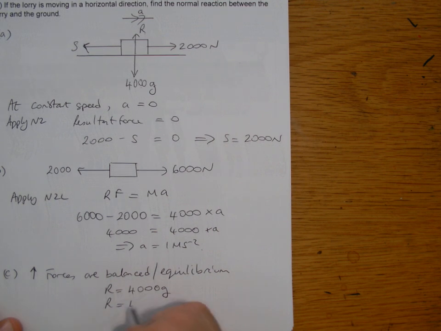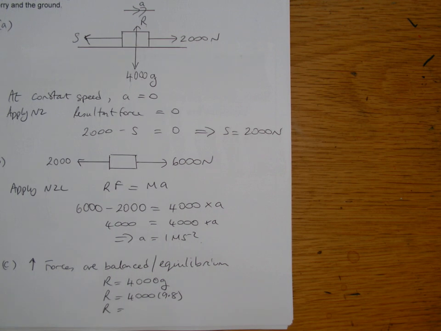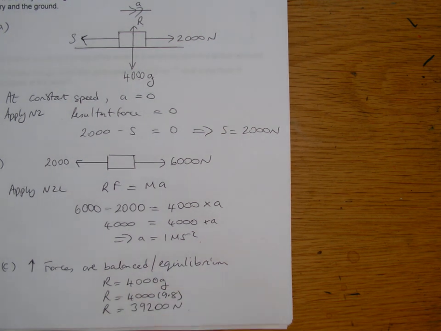So we can actually work out what that is in newtons by multiplying 4,000 by the value of G. And we get 39,200 newtons.